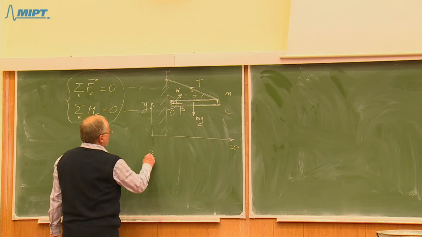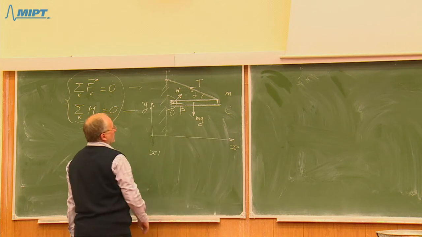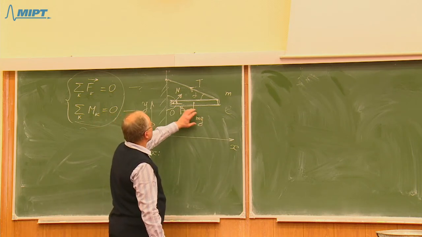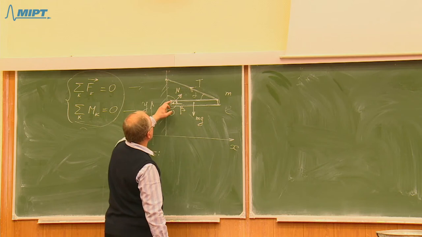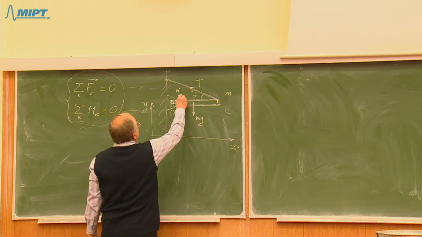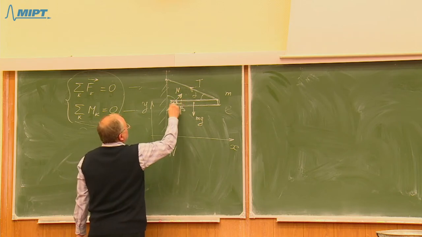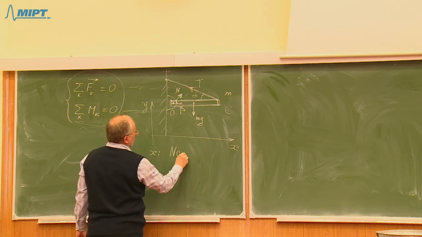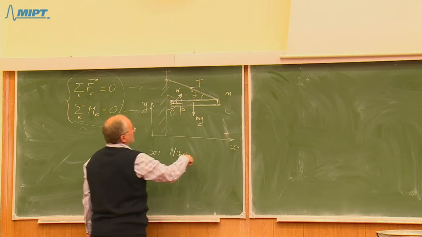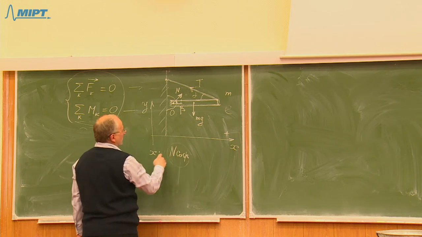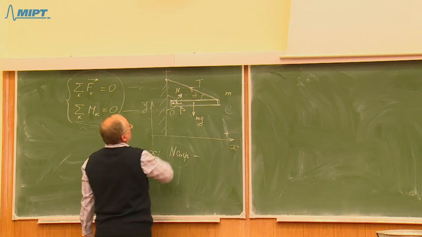So the components of all forces along the x-axis will be easily found if we see that the weight has no component in horizontal direction. The component of this force is zero, and only two forces will have some components. So the force N will have a horizontal component, N cosine beta. And this is directed to the positive direction of the x-axis. And so I will take this term with a plus sign. And the horizontal component of the force T will have opposite direction.